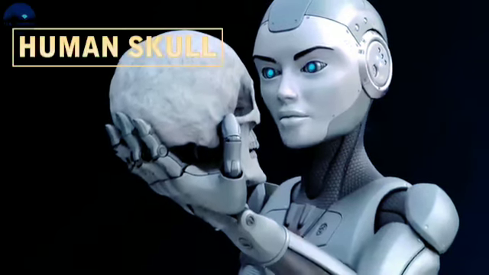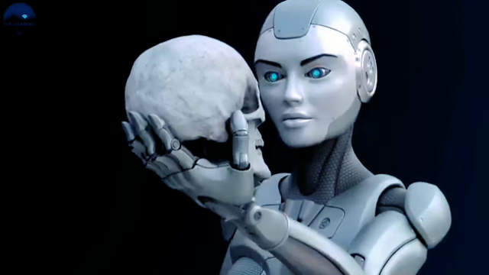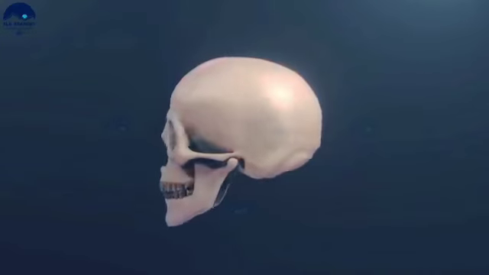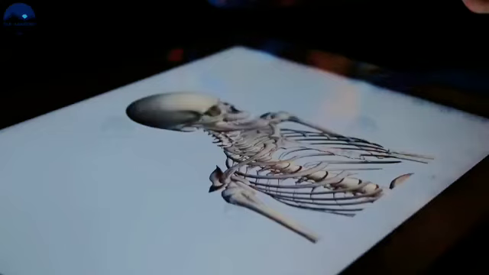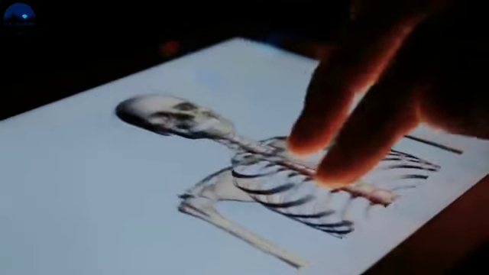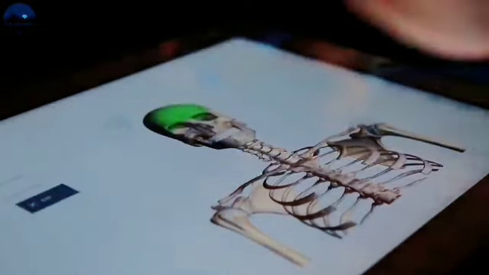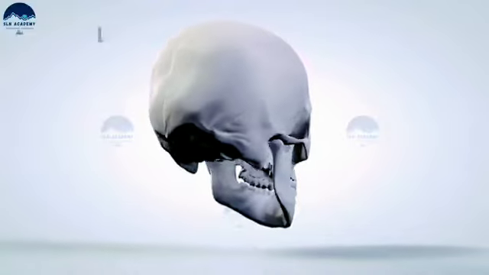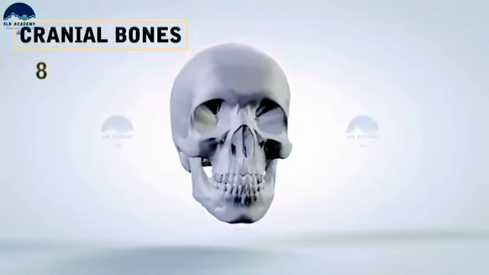Bones of the human skull. The human skull is the bony structure that forms the head in the human skeleton. The skull is composed of two sets of bones. They are cranial bones and facial bones. The skull is made up of 22 bones and 7 associated bones. Cranial bones are 8 in number. They form a hard protective outer covering called the cranium for the brain.